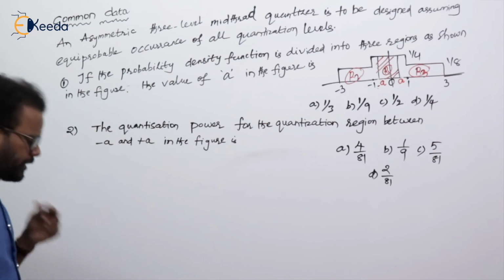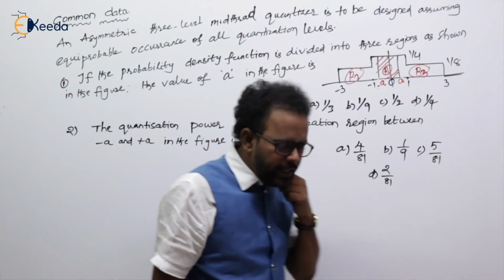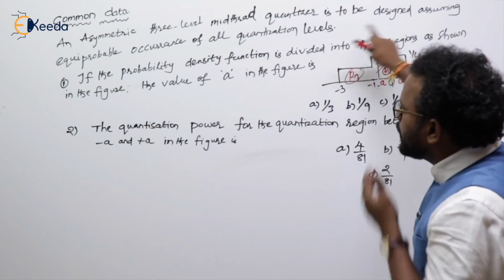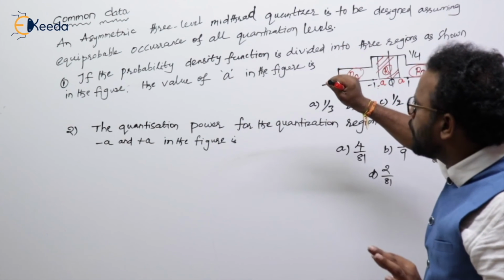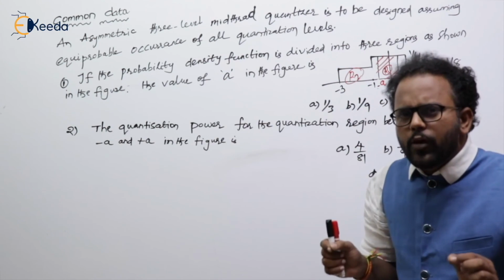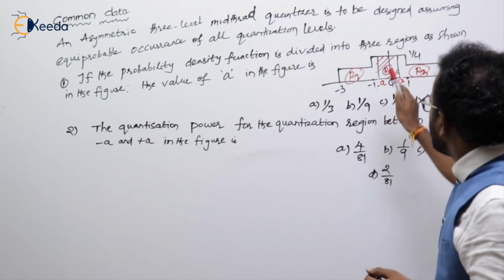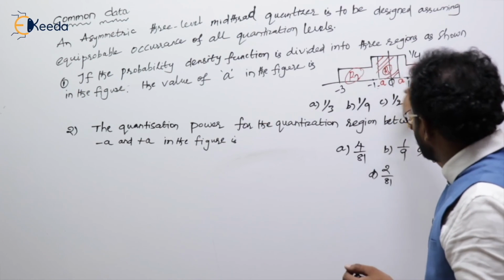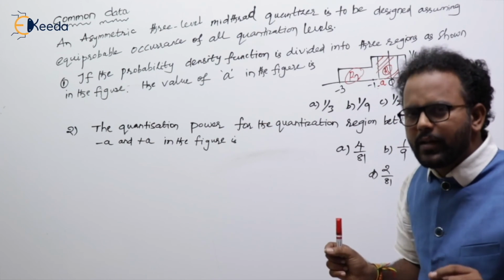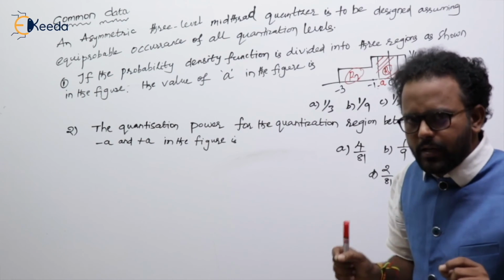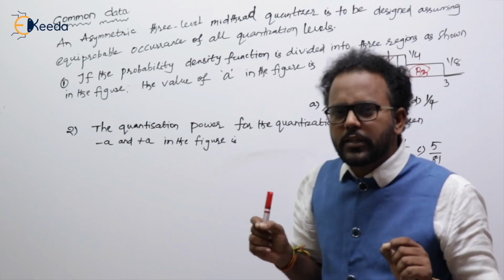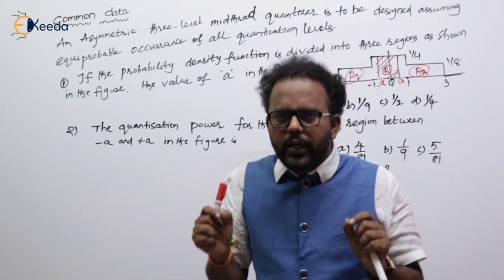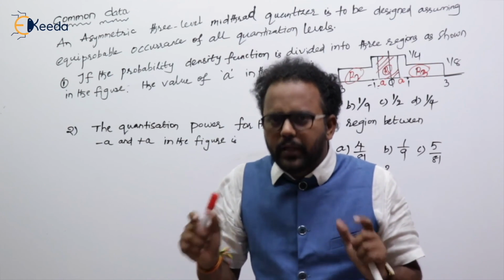Let me solve the first question. If you see the common data, what is given? Assuming equiprobable occurrence of all quantization levels. How many quantization levels are there? Region 1, region 2, region 3. Anything, 3 quantization levels are there. So what is the probability of each quantization level? Obviously 3 regions are there, all are equiprobable. So each quantization probability is 1 by 3.